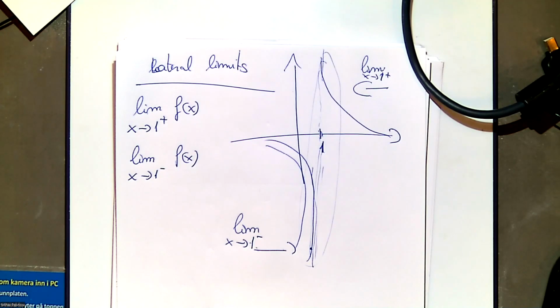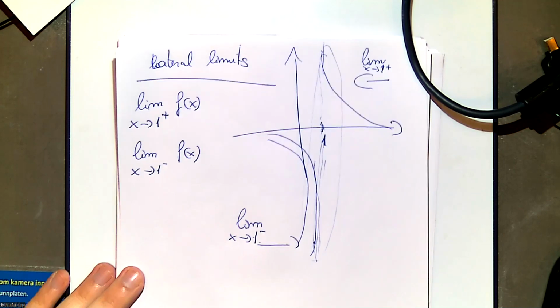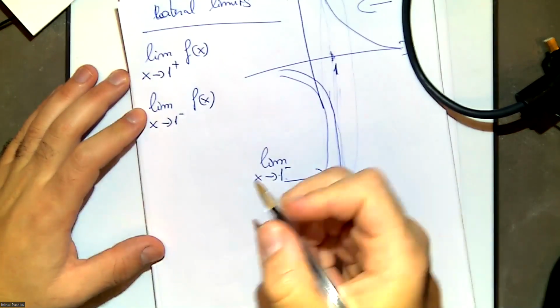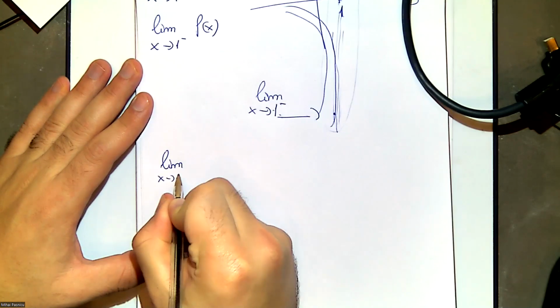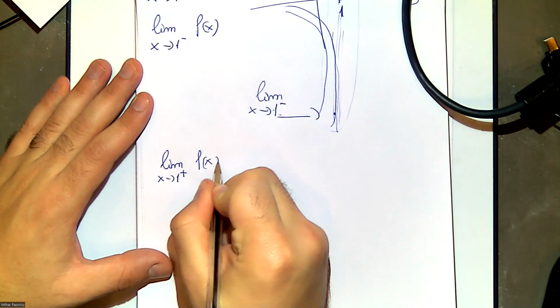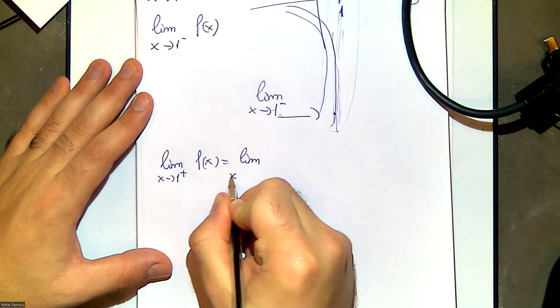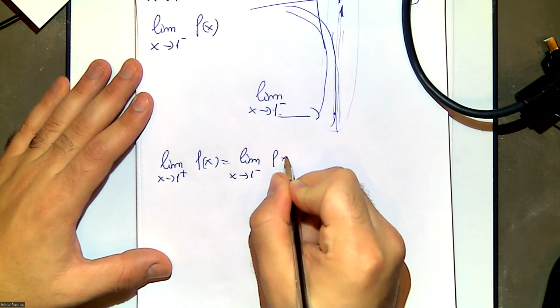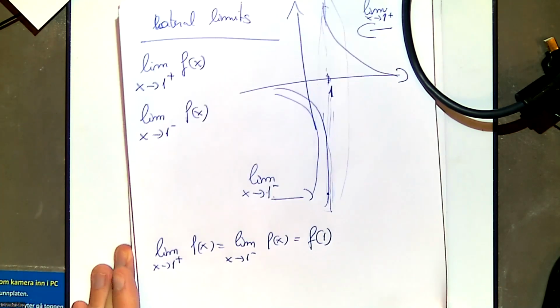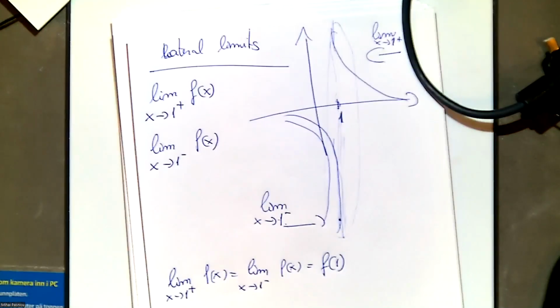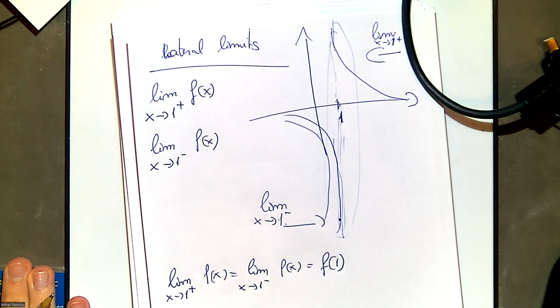Okay? And the condition for the function to be continuous at that point, I need to have all these limits being equal. So I need to have limit of x to 1 plus f of x is equal to limit x to 1 minus f of x is equal to f of 1. That is a condition for it to be continuous.